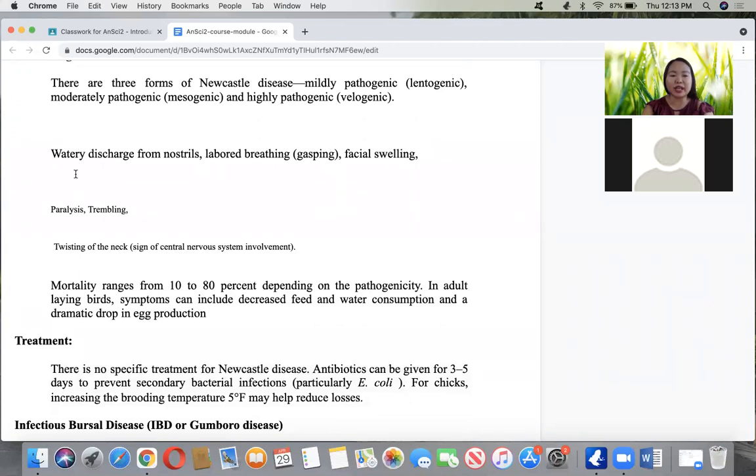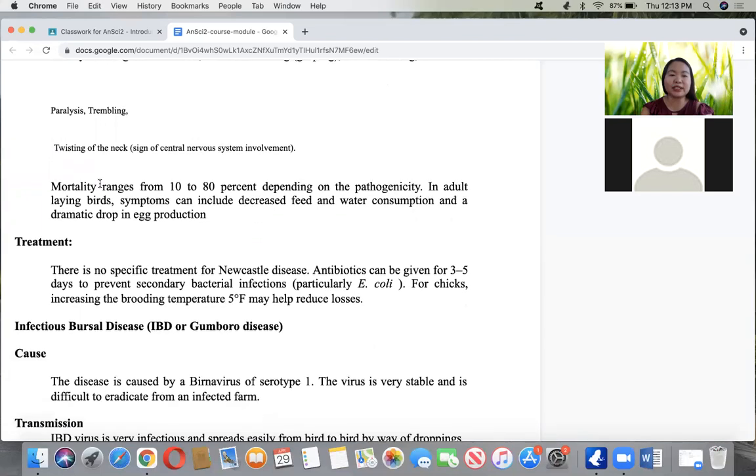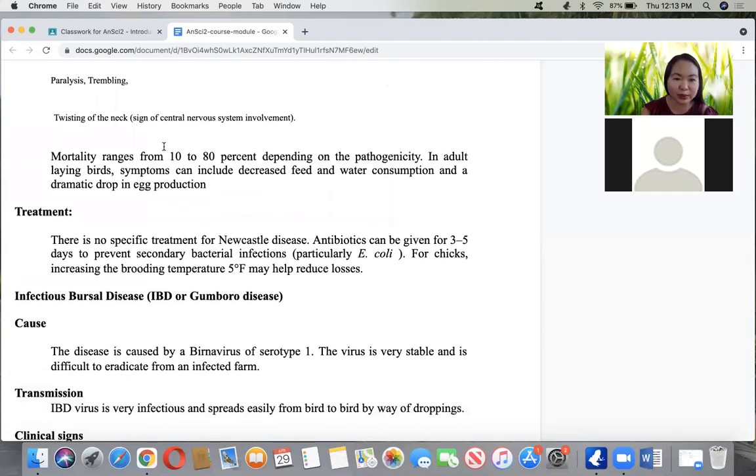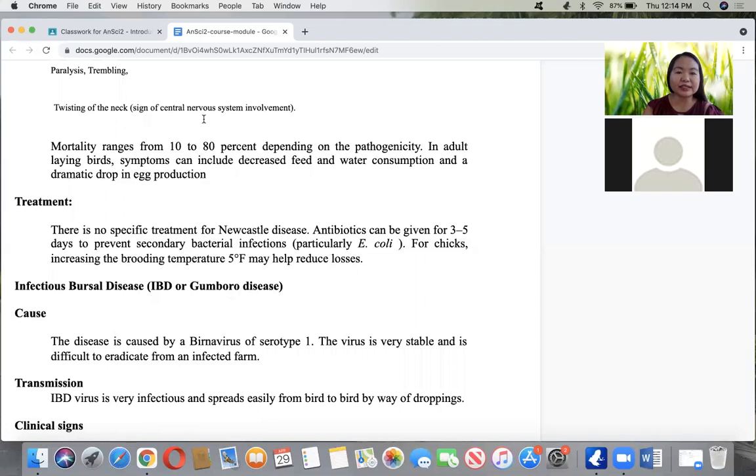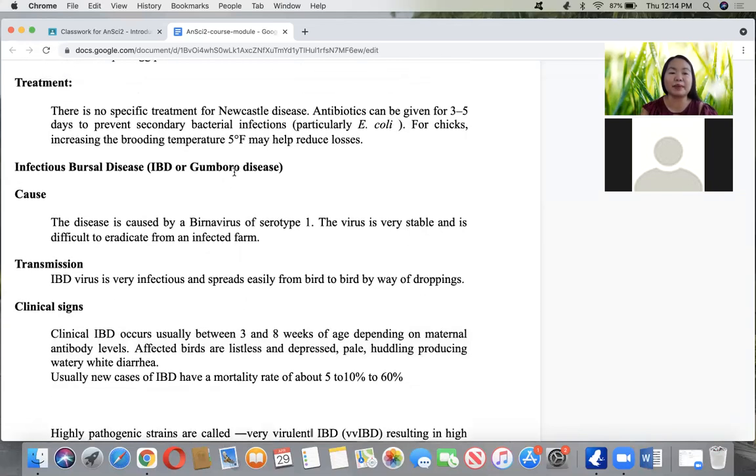So, yung mga symptoms niya ay watery discharge from nostrils, labored breathing, gasping, and facial swelling. And also paralysis, trembling, twisting of the neck, grabe no, twisting of the neck. That's the sign of central nervous system involvement na. So there is a 10 to 80% mortality range depending on the pathogenicity. And in adult laying birds, symptoms can also include decrease in feed and water consumption, and a dramatic drop in egg production.